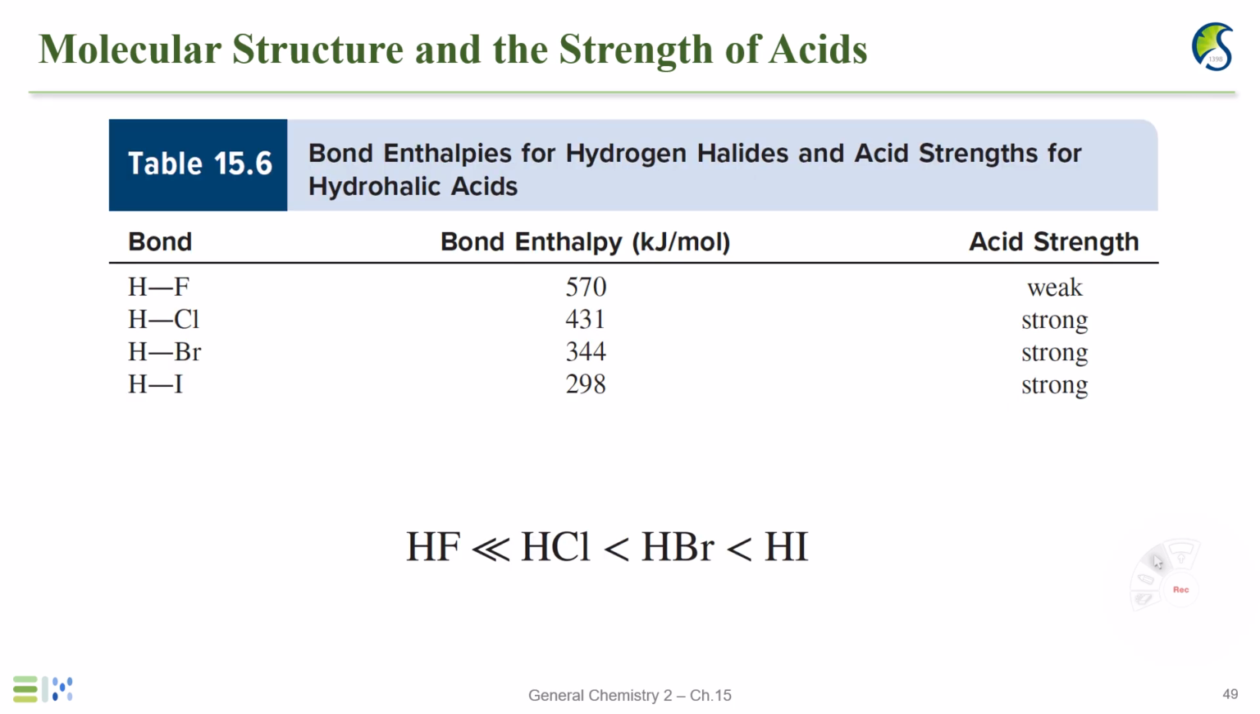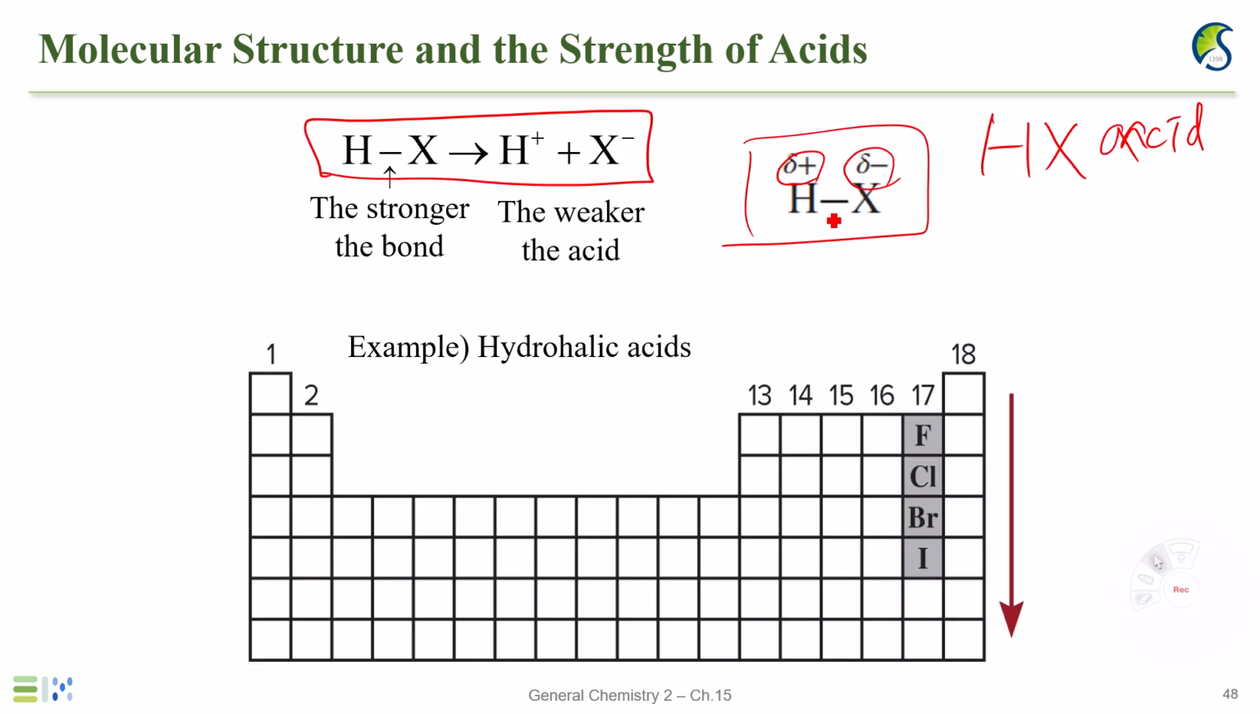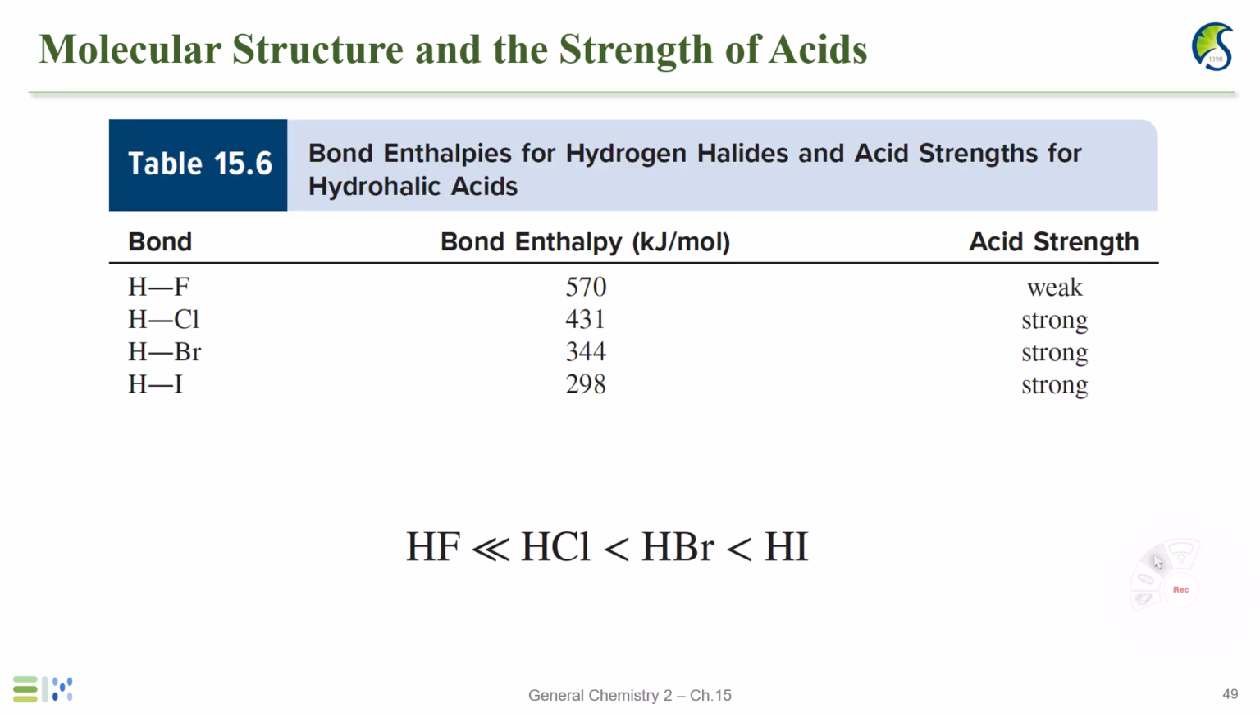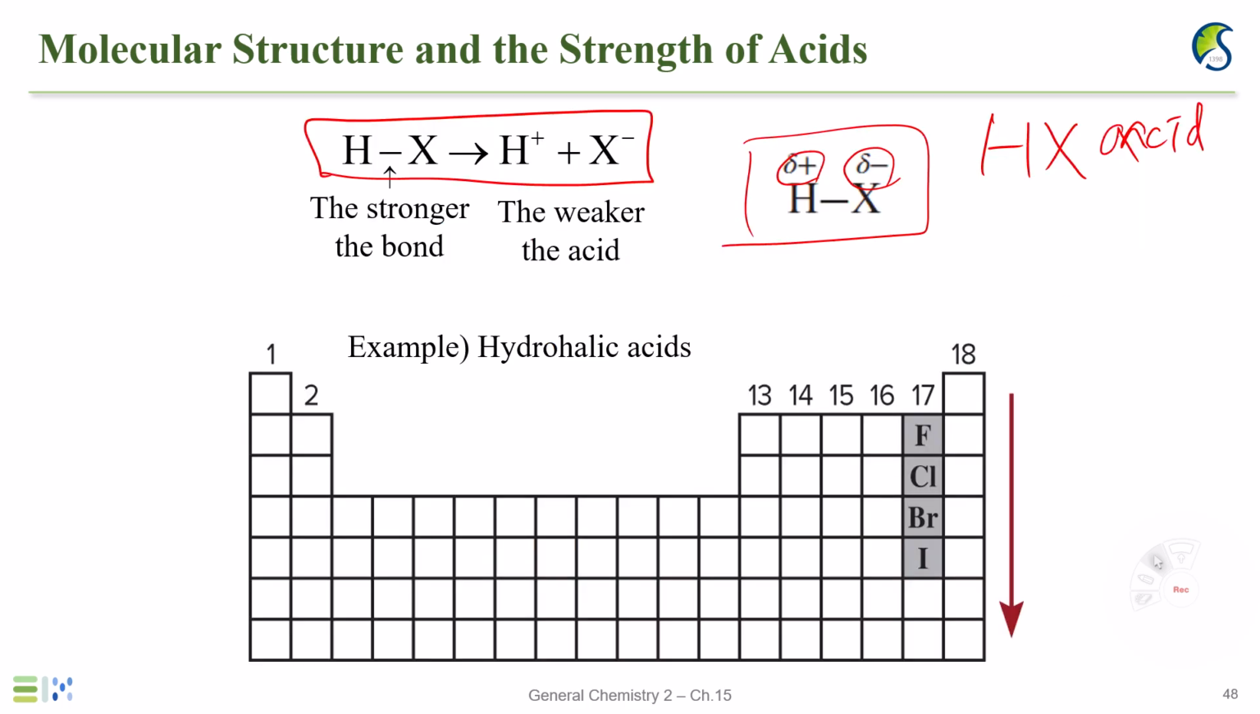So based on this relationship, if this becomes more polar, that means they have a more polar bond. If, for example, F has a higher electronegativity than I minus, the electron density will be more polar like this, then the bond between here becomes stronger, becomes a little bit ionic.